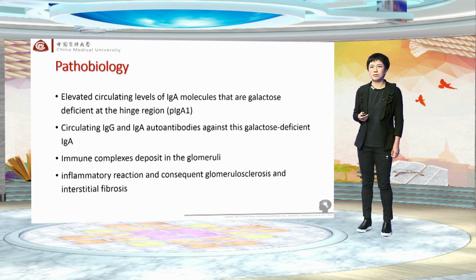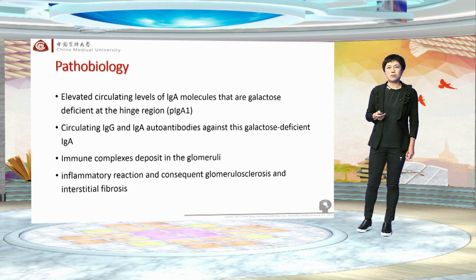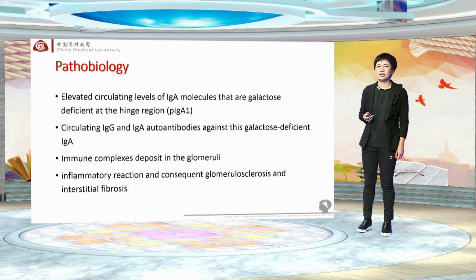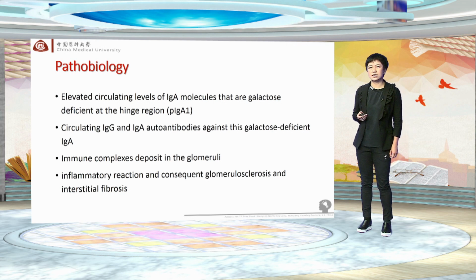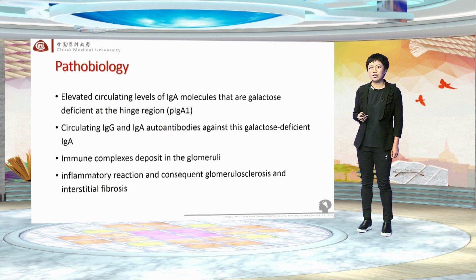Most IgA nephropathy patients have elevated circulating levels of IgA molecules that are galactose deficient at the hinge region. The predominant form of IgA is composed of polymeric IgA1. Patients have circulating IgG and IgA autoantibodies against this galactose-deficient IgA, and then the resulting immune complexes deposit in the glomeruli, leading to an inflammatory reaction and consequent glomerular sclerosis and interstitial fibrosis.